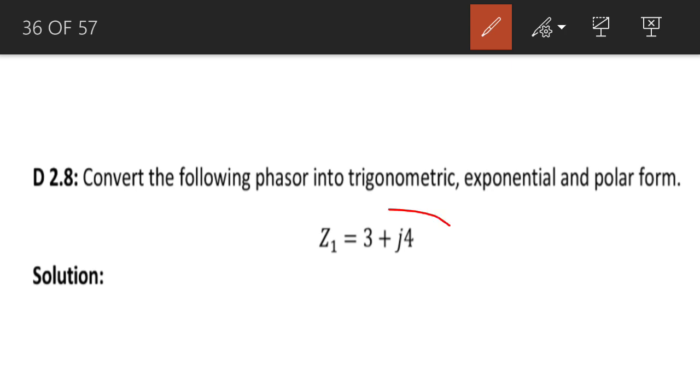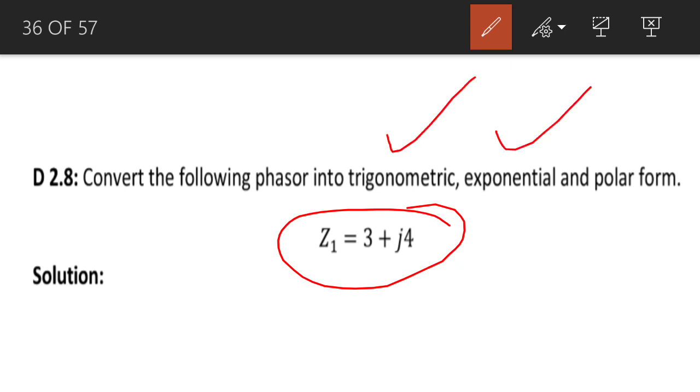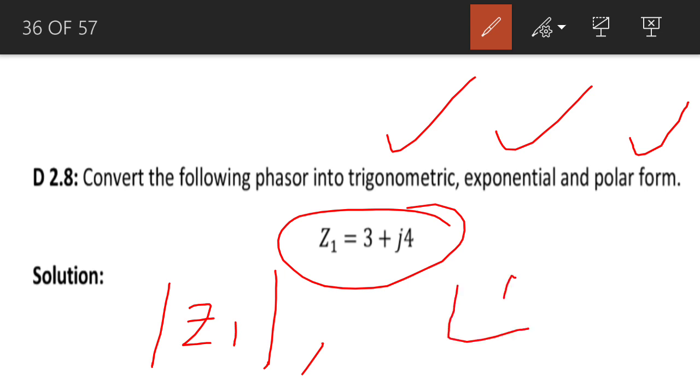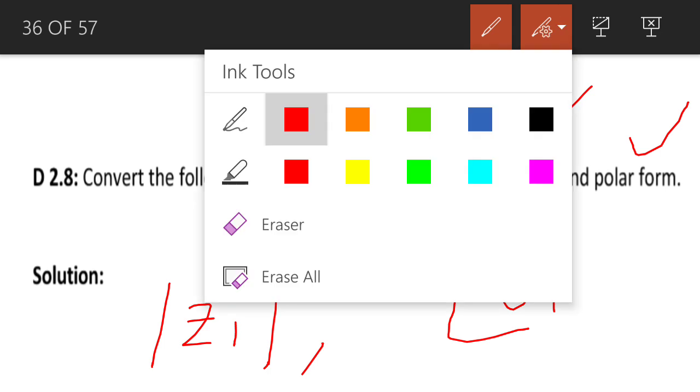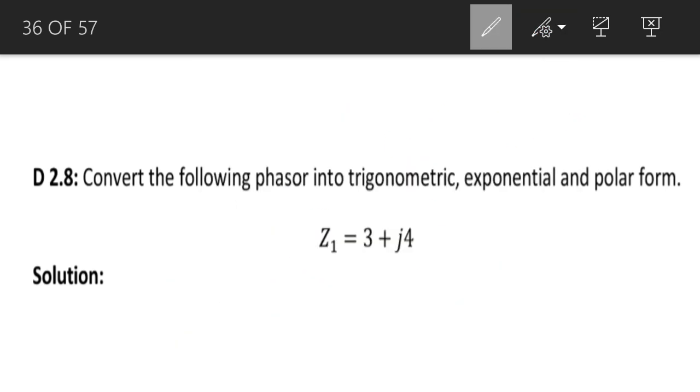In order to convert this phasor from the rectangular form into the trigonometric, exponential, and polar form, we need to compute the magnitude of this phasor, and we need to compute the angle of this phasor. So let us compute the magnitude of this phasor and the angle of this phasor quantity.